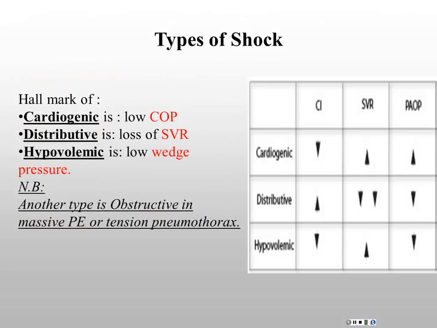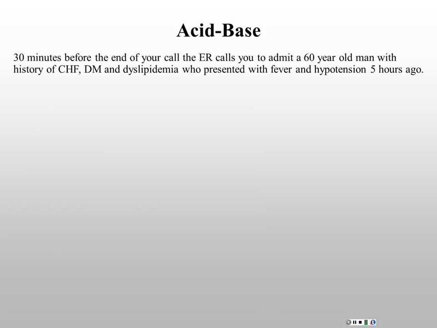therapy. You have to know your different types of shock and the status of the cardiac index, systemic vascular resistance, and wedge pressure. Cardiogenic, mainly the low cardiac output. Distributive shock, which sepsis is one of these. You have loss of systemic vascular resistance. Hypovolemia, you will have low wedge pressure. You may have a different kind, called obstructive shock, in case of tension pneumothorax, for example.